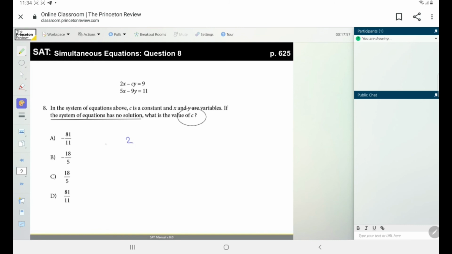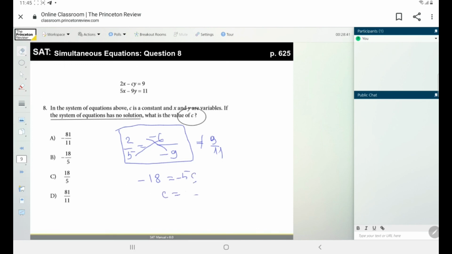So, 2 over 5 is equal to negative c over negative 9, and these proportions must be different from 9 over 11. So, for solving these proportions, we can use the first two proportions, and by using cross multiplication, we can obtain the answer. Negative 18 is equal to negative 5c, and also c is equal to 18 over 5. Positive 18 over 5. So the correct answer is c.